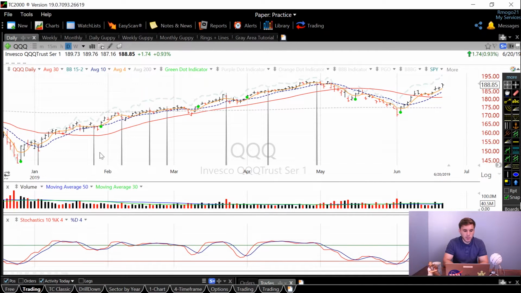So here, looking at the QQQ, you can see that when the green dots happen, it signals again an upward push shortly thereafter. Here this works, here this works, here this works. And again, it's important to note that when the green dots are below the 30-day moving average, you shouldn't always follow them. But you can also see that right here, the green dot signaled the end of the short-term downtrend, and when the QQQ actually started resuming its upward push towards all-time highs.